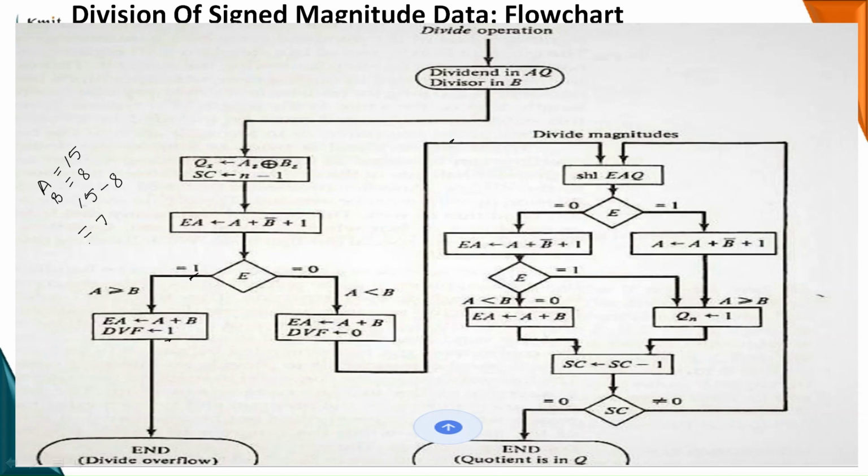Now I have to get back my A value. So I have to again add 8 back to the result to get the original value of A, right? So that is done in this particular step. I'm performing A plus B to retrieve the original value of A and setting the divide overflow to 1. When there is a divide overflow, you cannot continue with the division operation. So I'm going to end this.